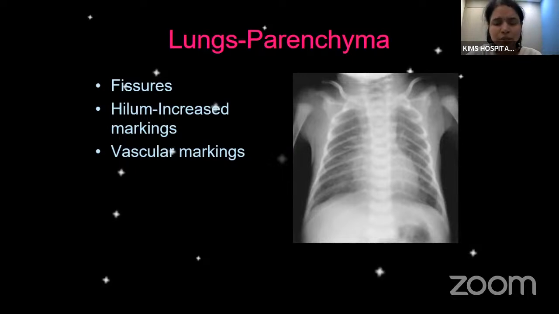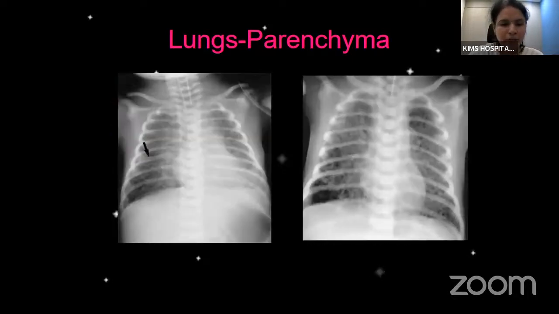We also comment on the hilum. Hilum is the region just outside the cardiac border. The presence of increased perihilar vascular markings can also be a sign of transient tachypnea of newborn. We also can comment on the vascular markings in the rest of the pulmonary parenchyma.